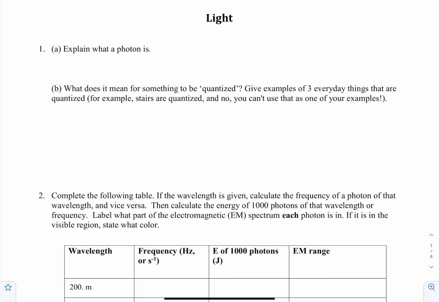Alright, explain what a photon is. A photon is literally a quanta of light. Quanta meaning a unit of light, okay? A unit of light. You may also have heard it called a packet of light or a packet of, I'll say, radiant energy. Radiant just refers to light.